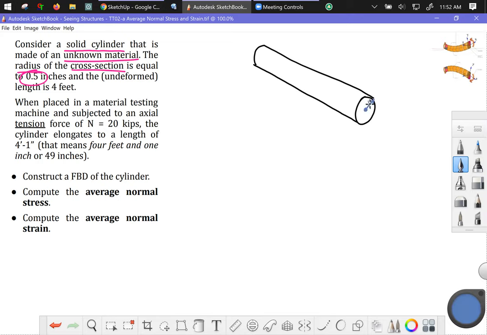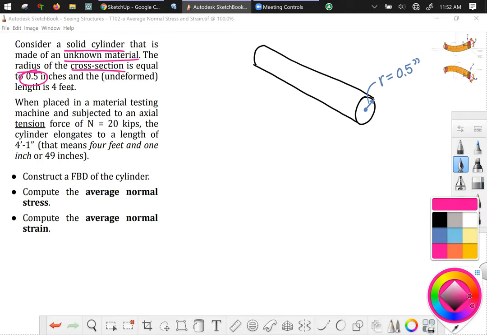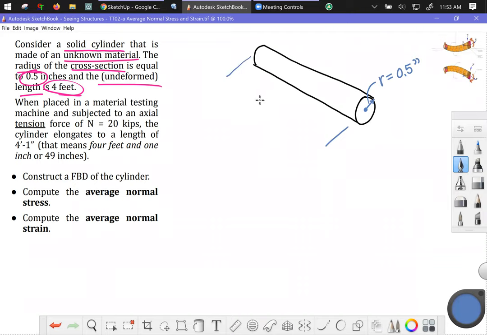So this little radial measurement here, 0.5 inches. The two little quotes mean inches. The problem says that the undeformed length is 4 feet, so let's get that into our picture as well. If we measure from here to here, that is 4'0". I can convert that to inches just by multiplying by 12, so I'll show it both ways: 48 inches.